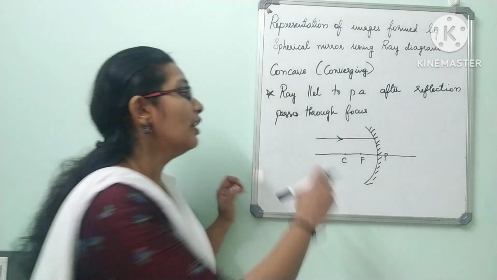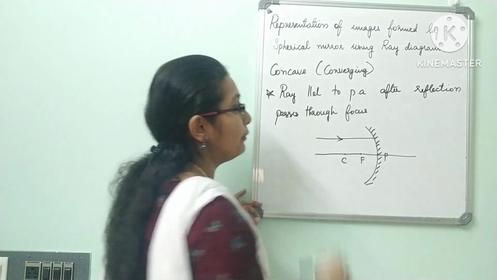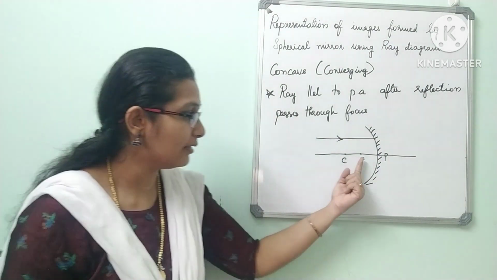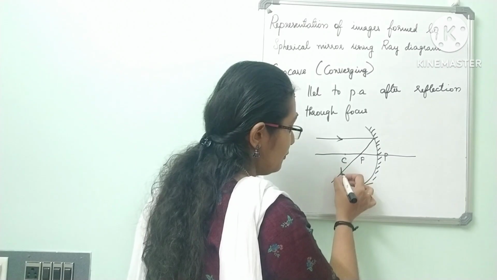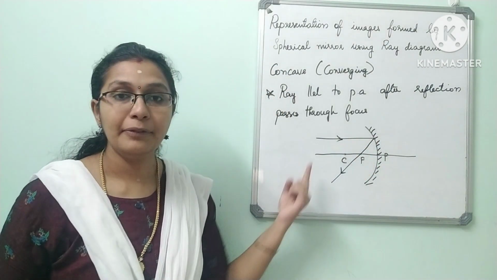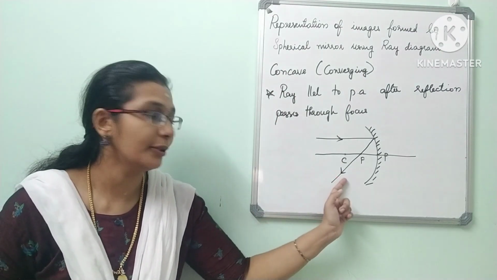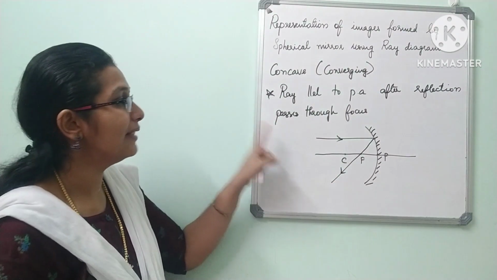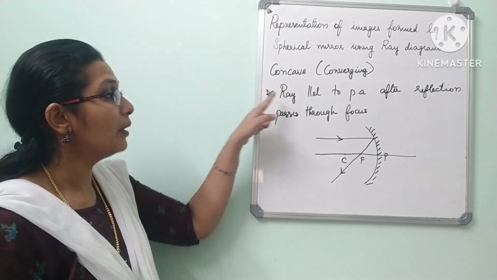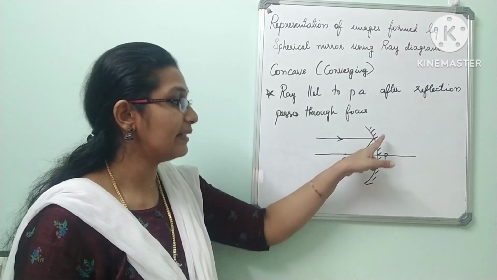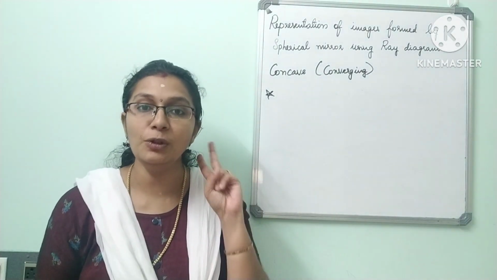Clear? Yes. So, a ray parallel to the principal axis after reflection passes through the focus. So, where is our focus? Here. Yes. So, it passes through the focus. After passing through the focus, in which direction is it moving? In this direction, right? So, that also you have to indicate by an arrow. So, this is the first rule to draw a ray diagram. A ray parallel to the principal axis after reflection passes through the focus. Yes. Now we'll go with rule 2.